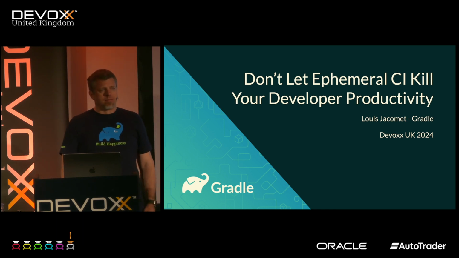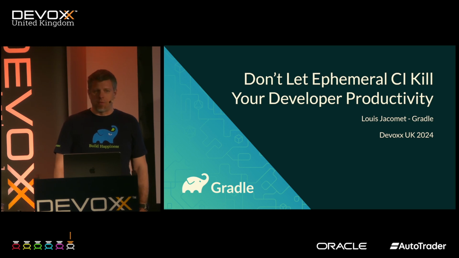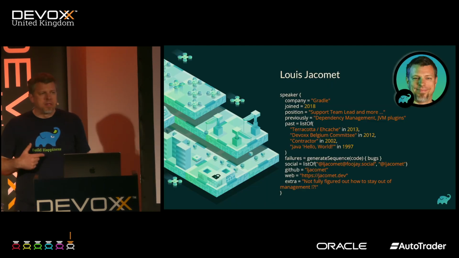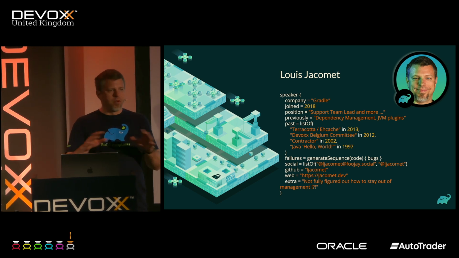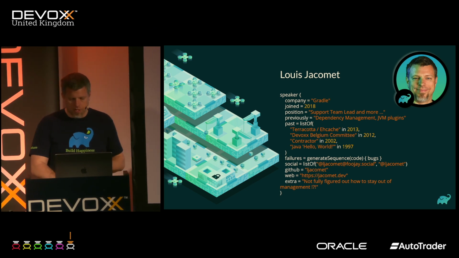Let's see how ephemeral CI can kill your developer productivity and what you can do about it. So my name is Louis. I work at Gradle. I want this talk to be really practical. You'll get the most out of it if you're already using Gradle and if you're suffering from some of the traps of ephemeral CI. But even if you use Maven or if you don't use ephemeral CI, I think there are interesting takeaways.